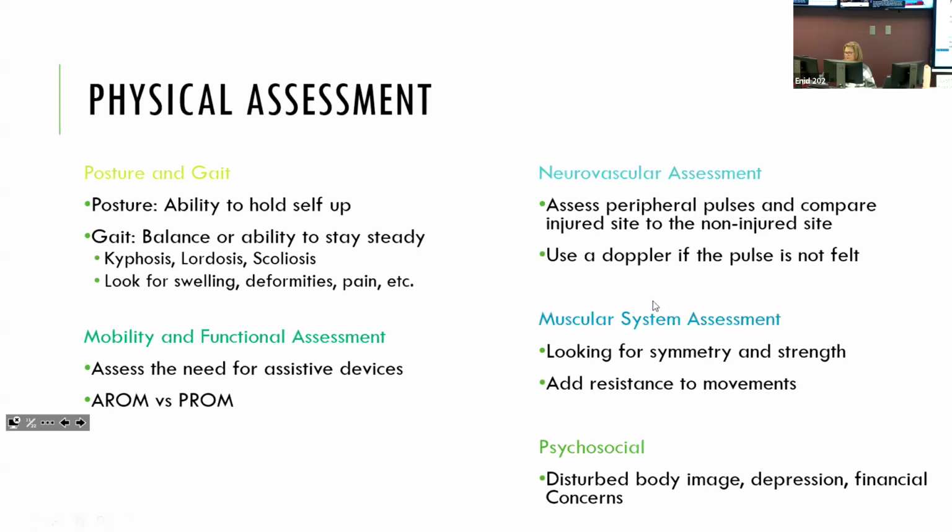Your muscular system assessment, you're going to look for, of course, symmetry and strength. Do they have one shoulder that might hang a little bit more than the other, or they have one leg that appears significantly weaker? And then if they add resistance to movements, maybe if they're leaning on the muscle, the pain as they're walking, I guess, how people will hold their hip if it's hurting. And then, of course, the psychosocial, the disturbed body image, depression, and financial concerns.